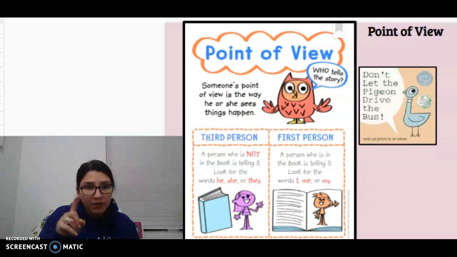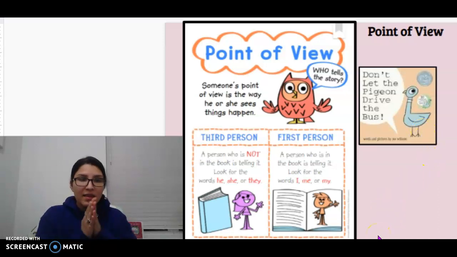First person point of view. You are going to hear words like I, me, and my. A person who is in the book is telling it. See? In the book. For example, Don't Let the Pigeon Drive the Bus. This is first person point of view. You see words like I, me, and my in here. Okay? So first person, in the book.